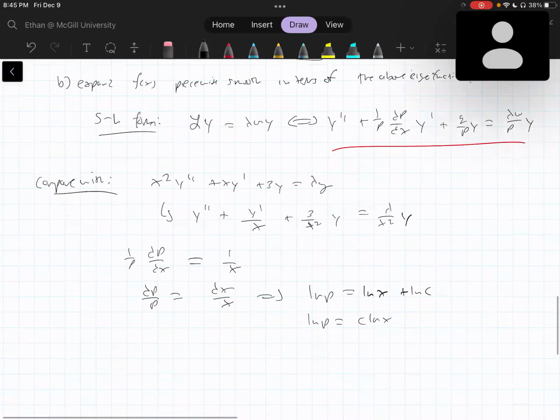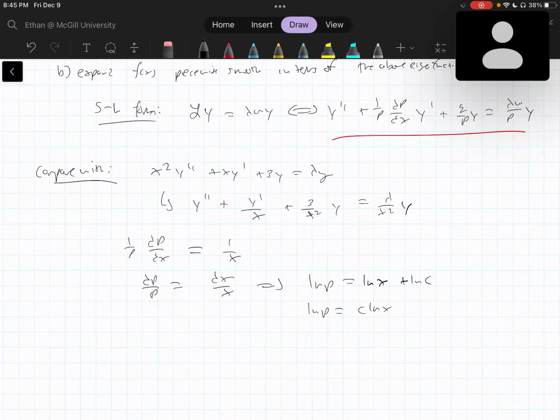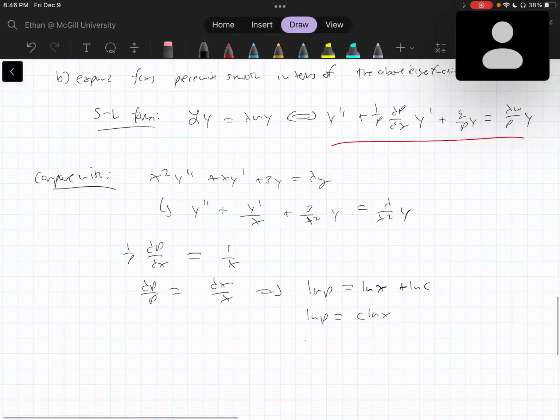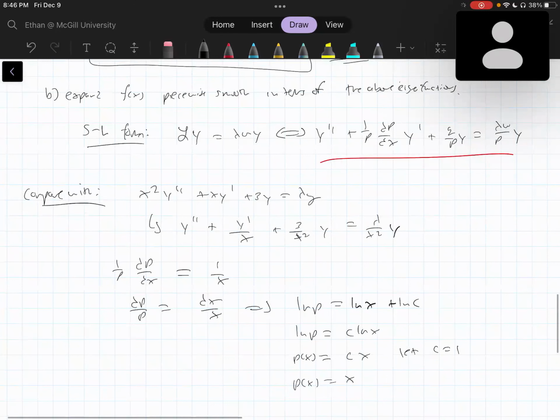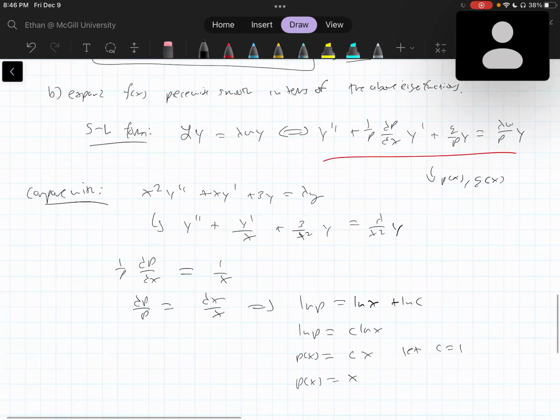That can be simplified to that, and further simplified to p of x, which is what we're trying to find, is equal to cx. We let c equal 1 in all cases for these problems, just to make our life easy. So p of x is equal to x. What we're doing by comparing our original ODE to the Sturm-Liouville form is trying to find p of x, q of x, and most importantly, the weight function w of x.